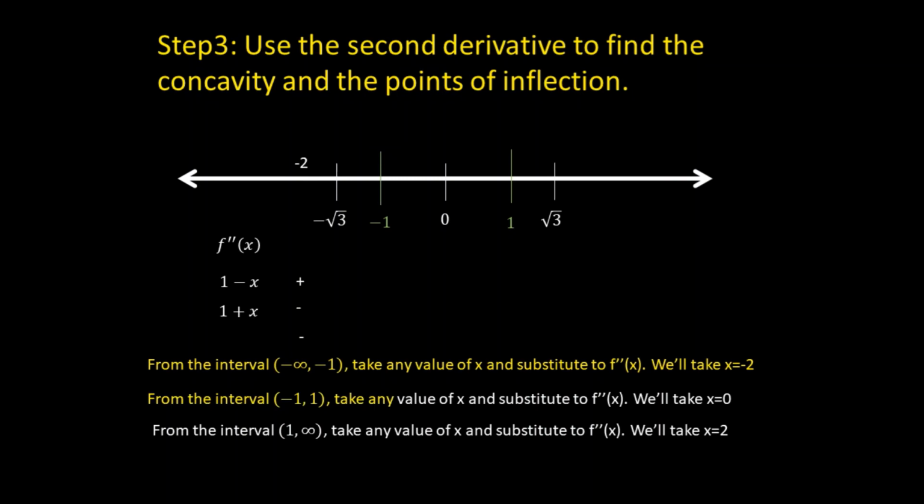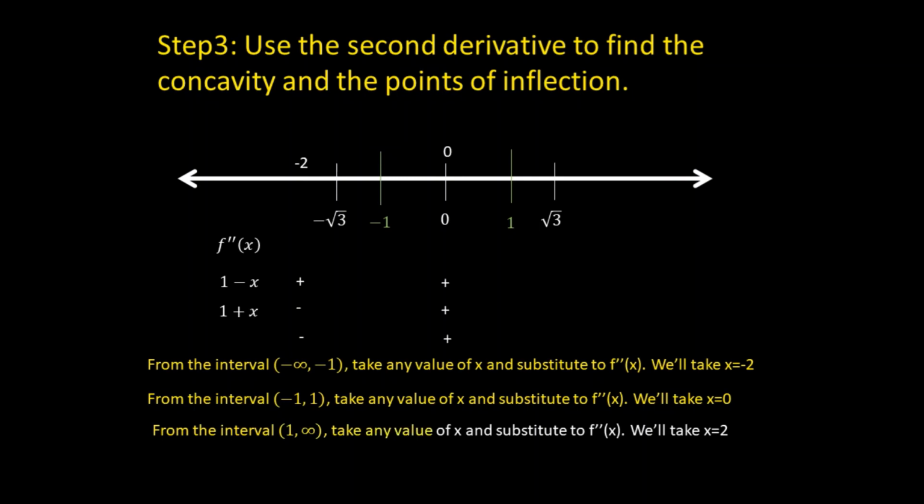From the interval negative 1 to 1, take any value of x and substitute to the second derivative. We'll take x is equal to 0. When x is 0, the sign of 1 minus x is positive and the sign of 1 plus x is also positive. Positive multiplied by positive is positive.